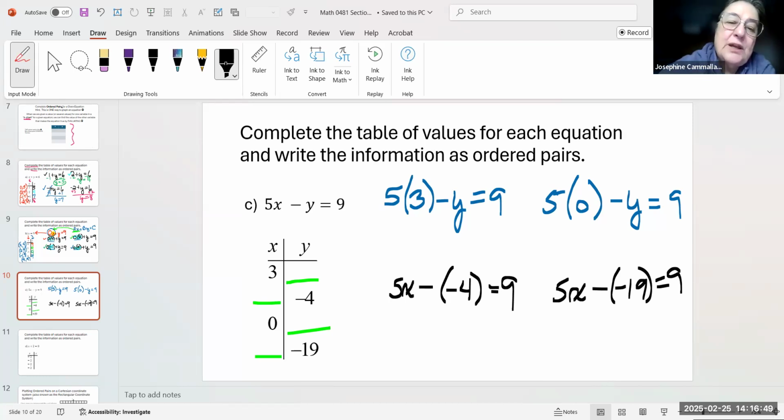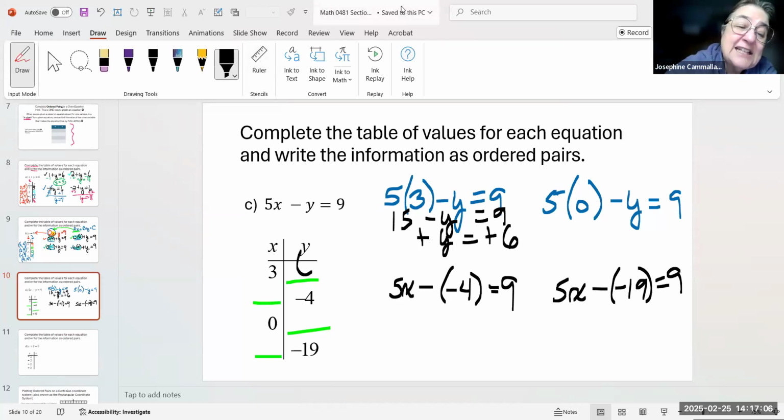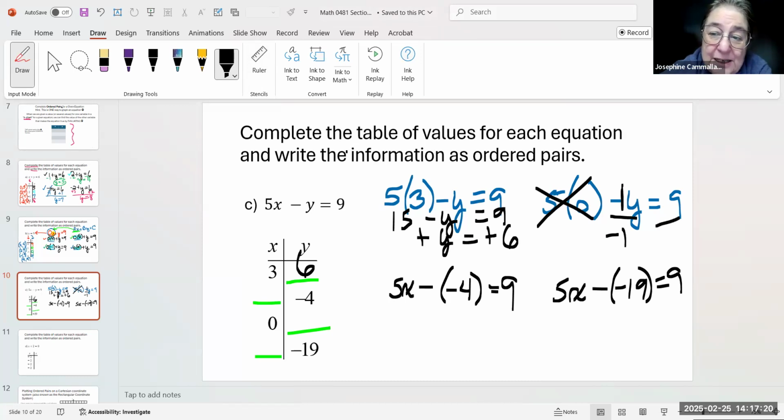Okay, now this is 15 minus y is equal to 9. When I subtract 15, I'm going to get a negative 6 on this side. But remember, my y can't be negative. I have to divide by negative 1. Well, the beautiful part is this is going to give me 0. But remember, there's a 1 here. I'm dividing by negative 1, which is going to give me a negative 9 value.